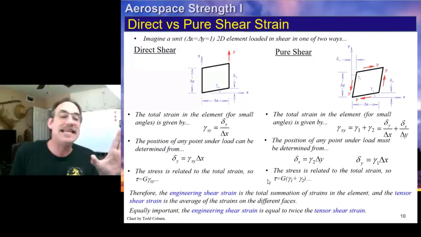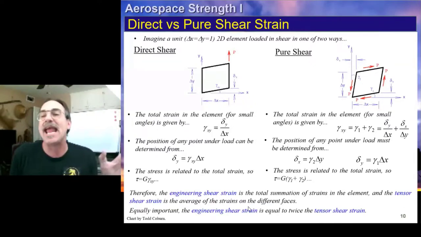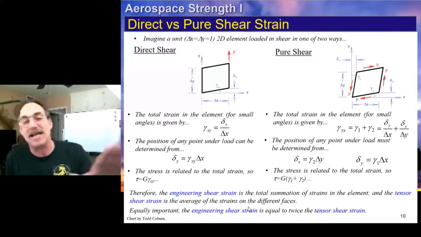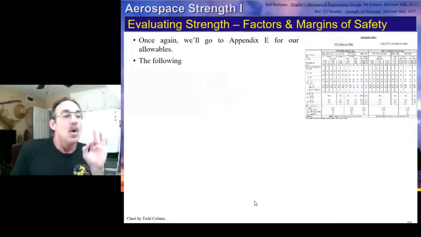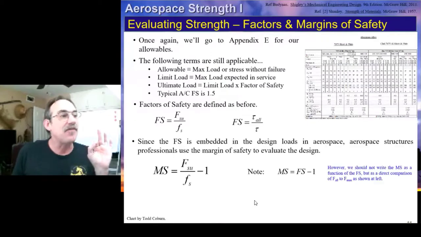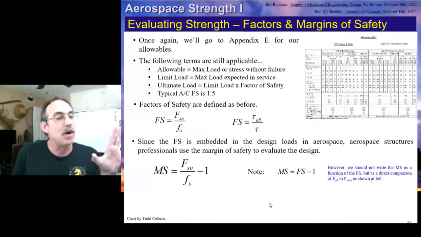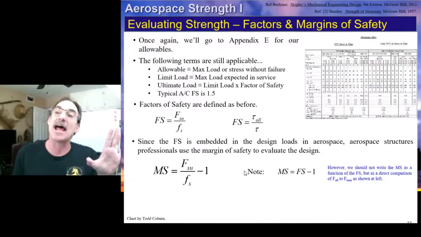All right, you guys got the idea of engineering strain and true strain, or tensor strain is another word for that other one. Okay. All right. We know about margins of safety. We've talked about that. We talked about the factor of safety, 1.5 we're mostly using. We talked about this, FSU over FS. Let's figure out how to get allowables.